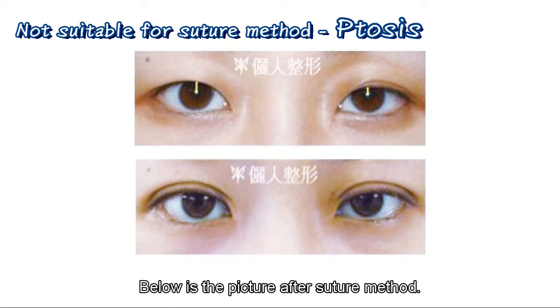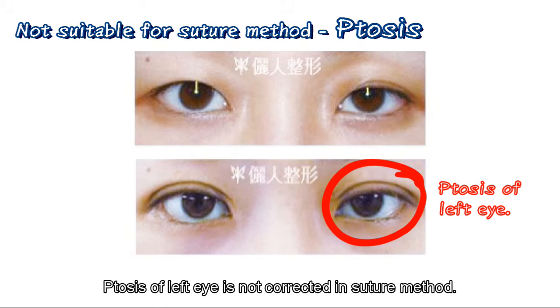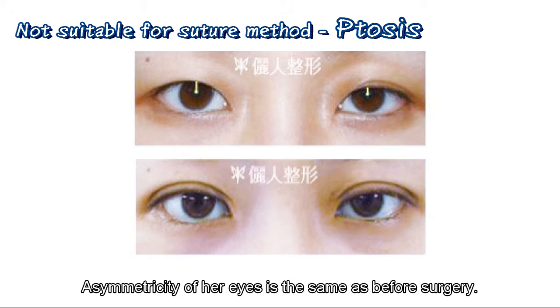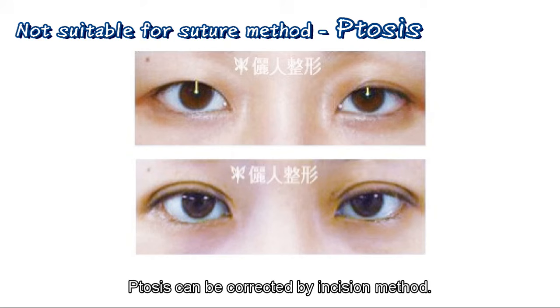Below is the picture after suture method. Ptosis of the left eye is not corrected in suture method. Asymmetry of her eyes is the same as before surgery. Ptosis can be corrected by incisional method.